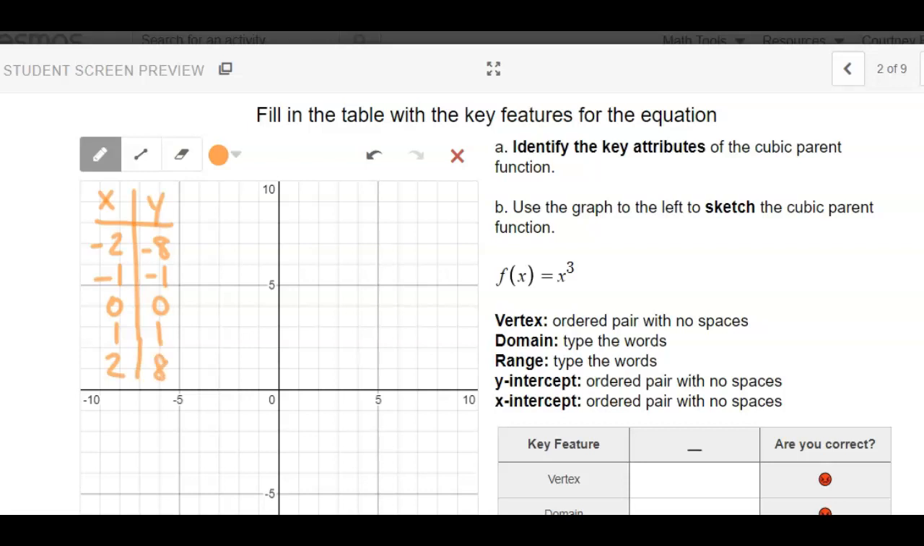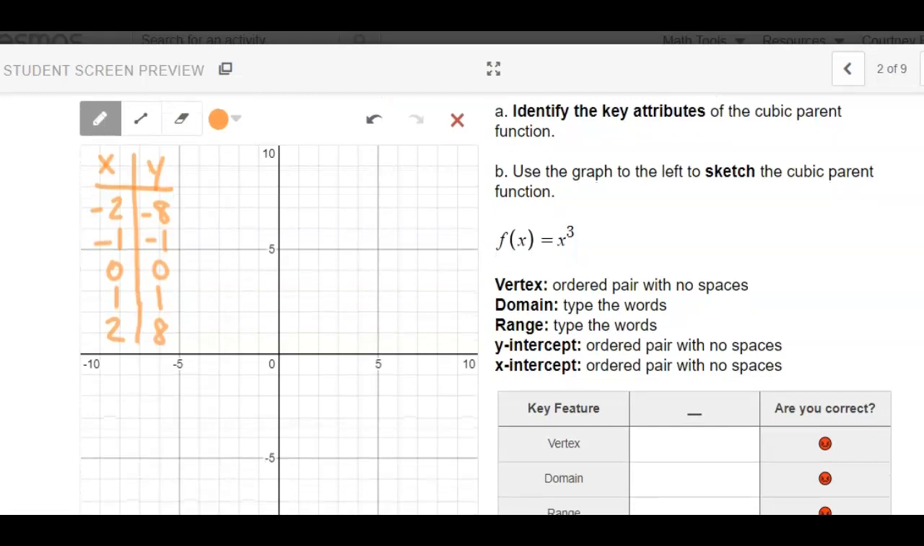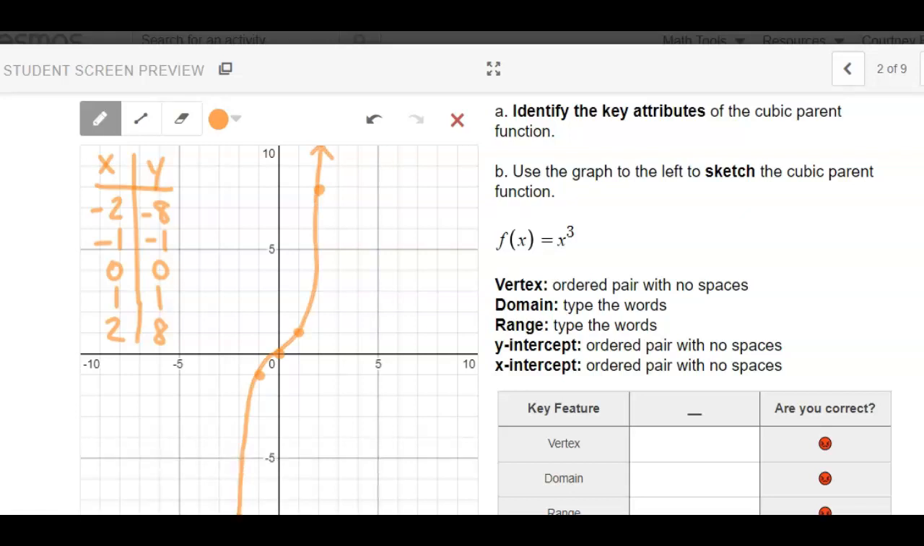So now I'm going to go through and plot the points that I have from the table that I created. So let me move this up a little bit. There we go. -2, -8 would be here. And -1, -1 here. 0, 0. 1, 1. And 2, positive 8. So here is my graph of my cubic parent function.